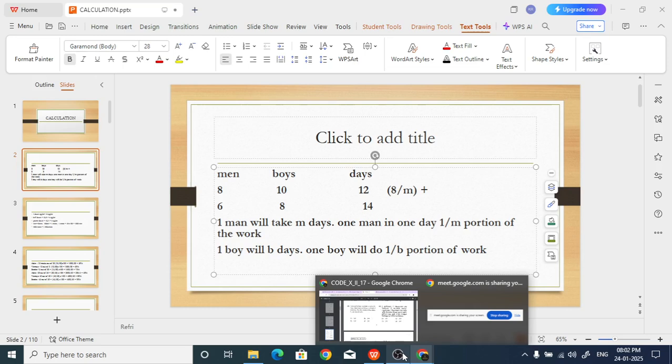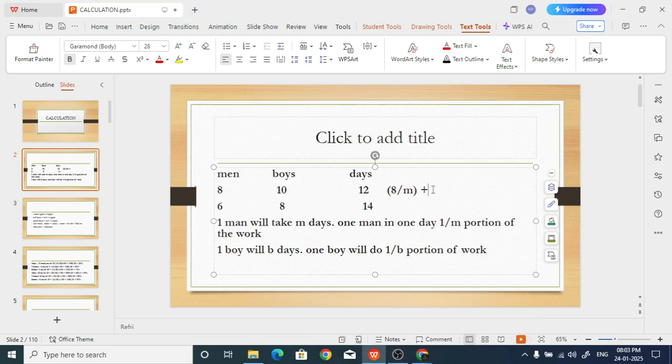So 8 men will do 8 by m, 10 boys will do 10 by b, equal to, in one day, I mean in 8 days, they will do one work. Next equation is 6 by m plus 8 by b is equal to 1.